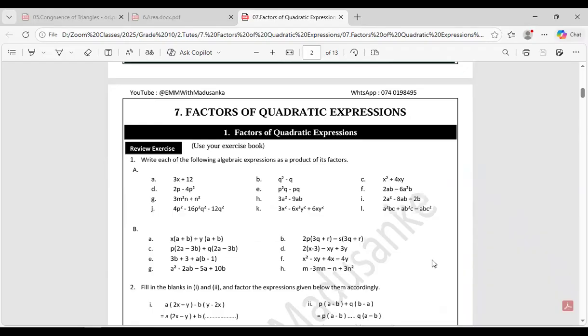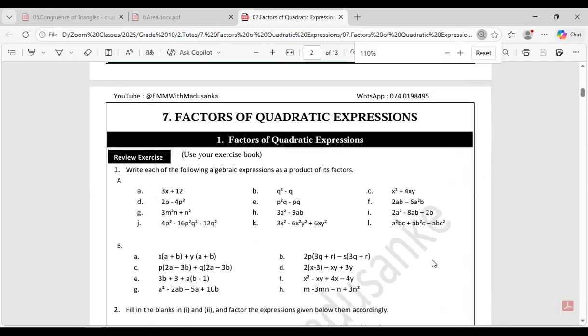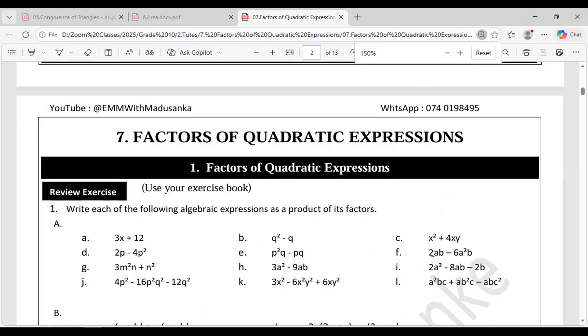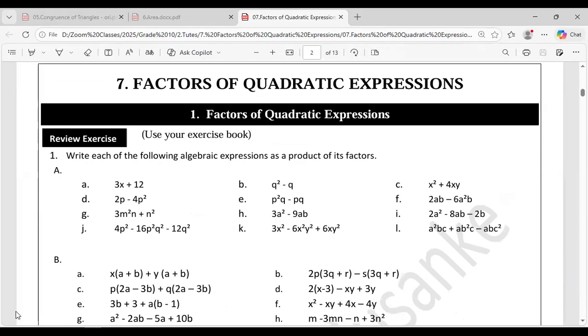Now it's time for you to try this. I am marking some questions from here so that you have to do. Do part D. Do part F. Do part H and J.